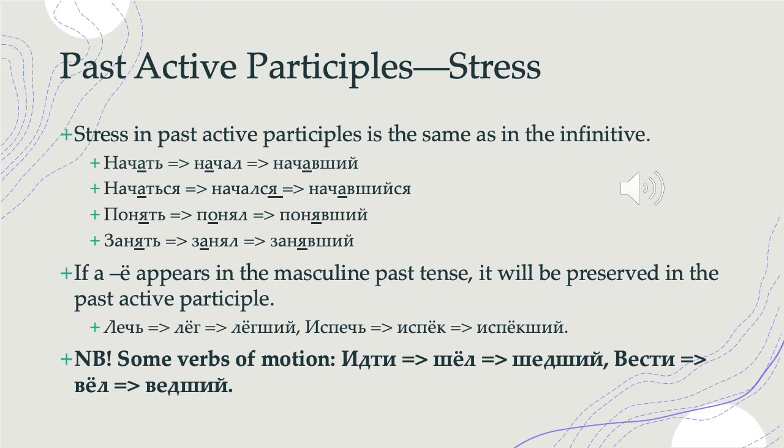So iti, as we already learned, becomes shol in the masculine past tense, but the past active participle is shidshi. Similarly, viesti becomes viol in the masculine past tense, but is viedchi as the past active participle.